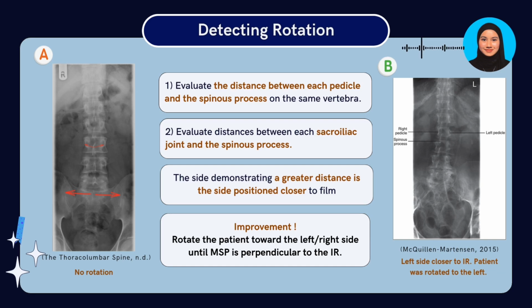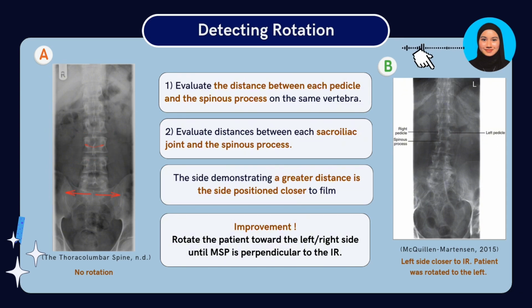For example, let's take a look at radiograph A. This radiograph shows no rotation. Why? Because we can see that the distance between the pedicles and the spinous process are equal on both sides, suggesting the patient was properly aligned.